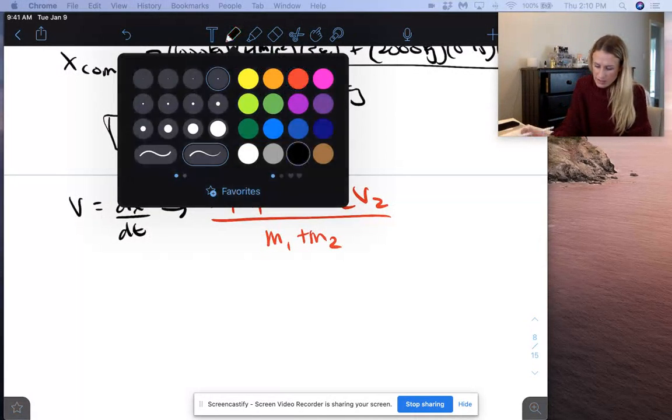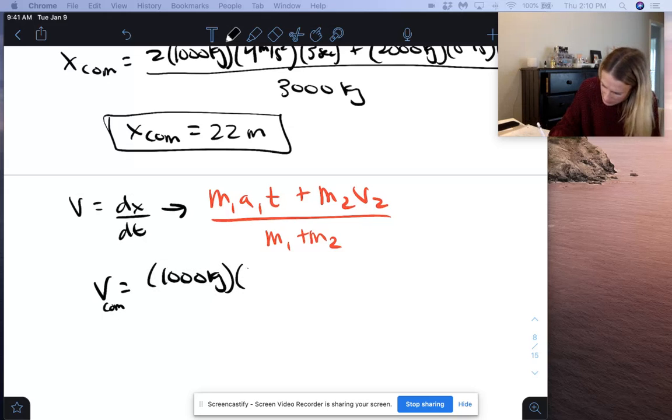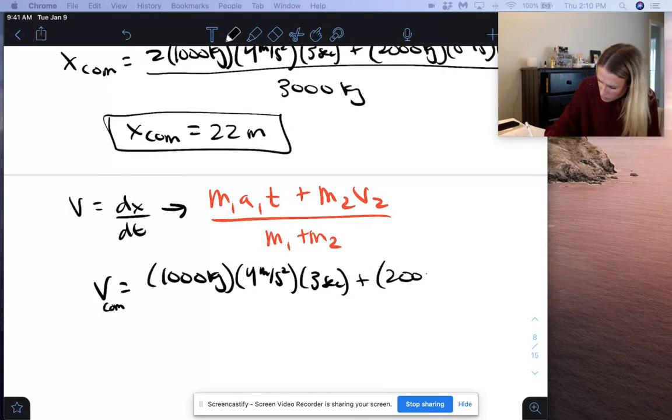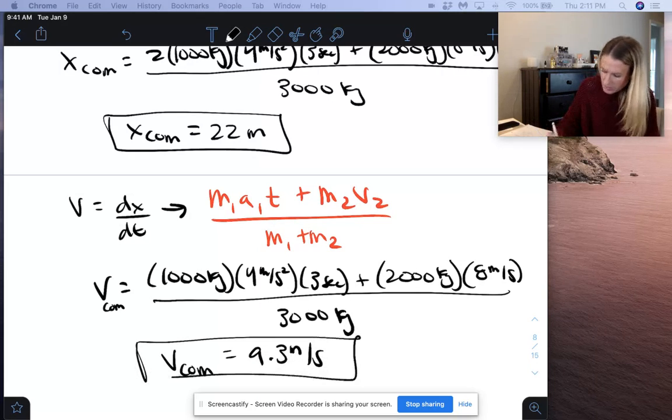And then plugging in my numbers here, velocity of the center of mass is equal to 1,000 kilograms, mass 1, times acceleration of mass 1, 4 meters per second squared, times time, 3 seconds, plus mass 2, 2,000 kilograms, times velocity of 2, 8 meters per second, divided by the total mass, 3,000 kilograms. So for velocity of the center of mass, we end up getting 9.3 meters per second for our answer.